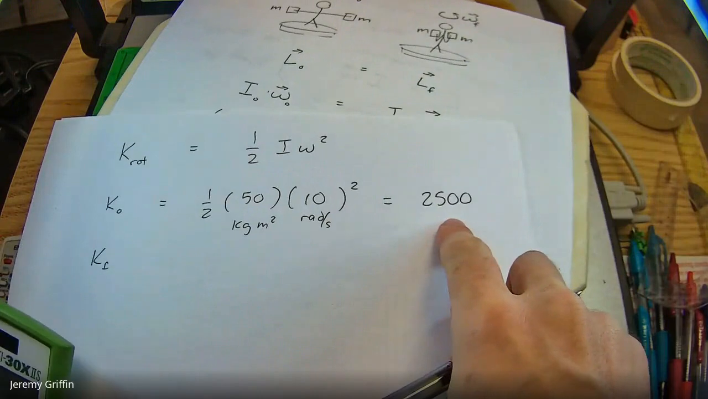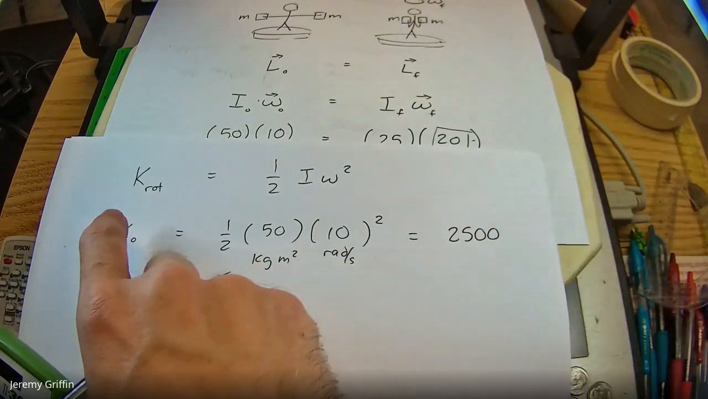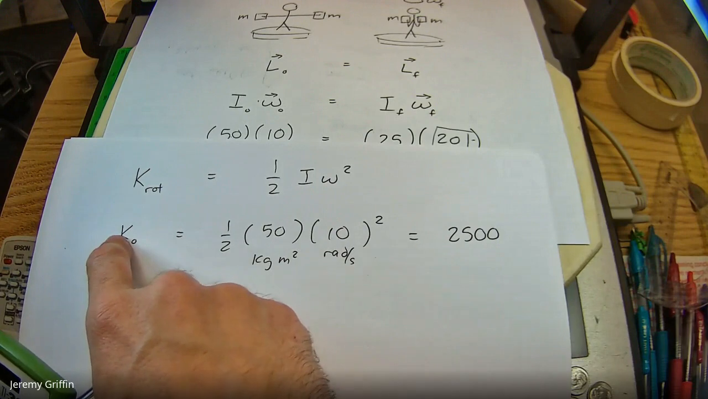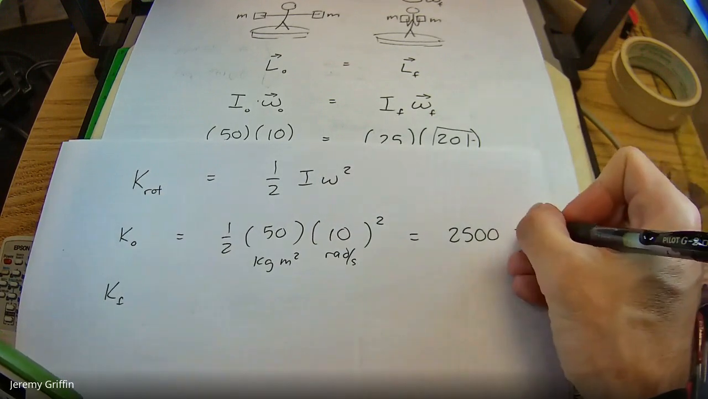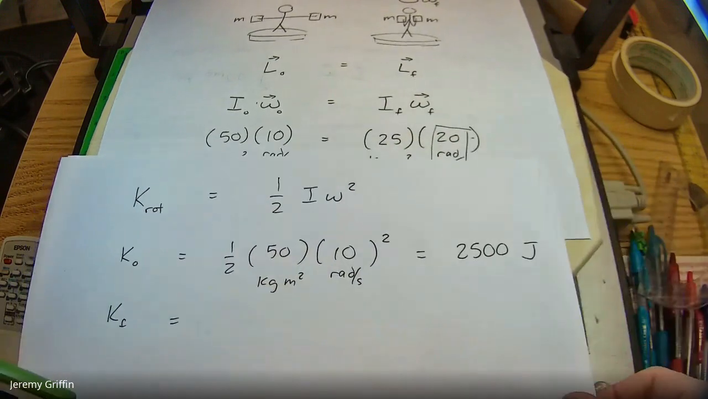What's the unit that goes with that? 2,500 what? How do you measure energy? Joules. That's 2,500 joules. Good call. How about after he pulls these weights in?